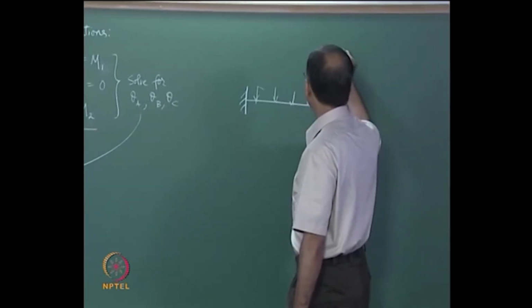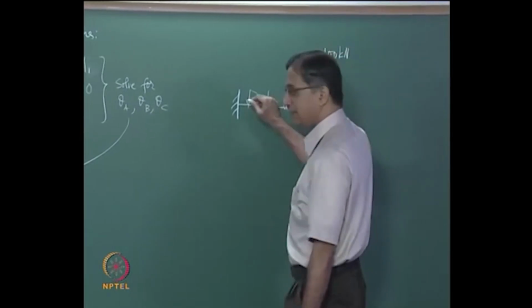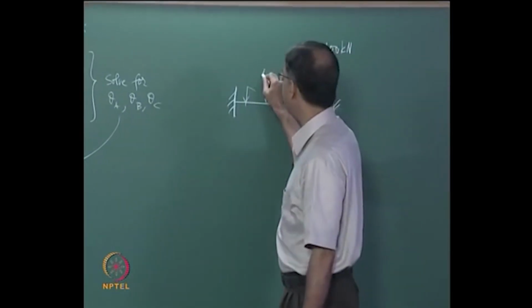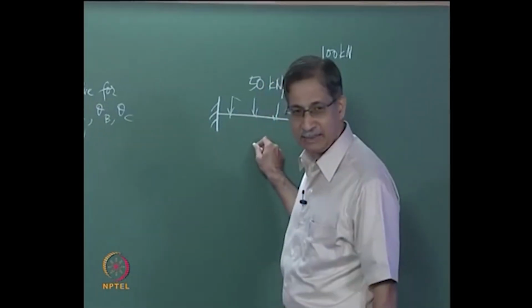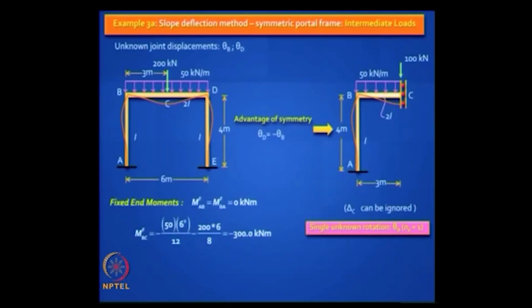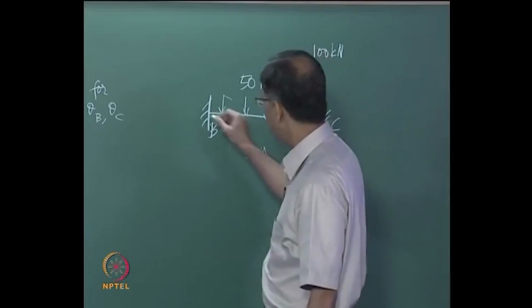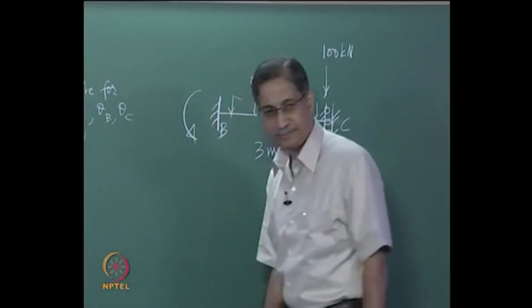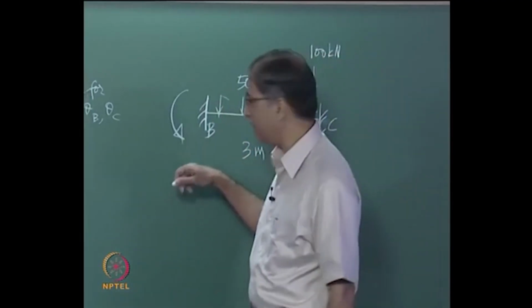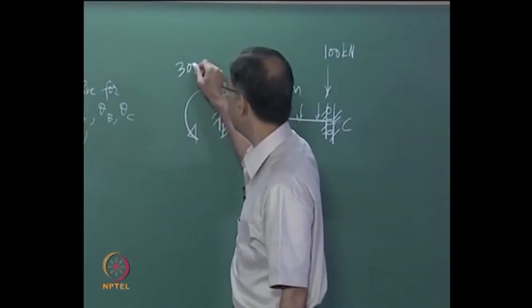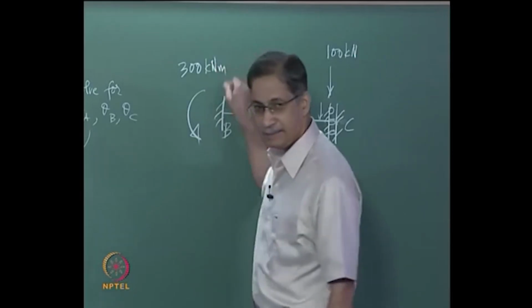This is 100 kilonewton, this is 50 kilonewton per meter, and the span is 3 meters. This is B and this is C. Now we have already found this out: it is a hogging moment and the value is 300 kilonewton meter.